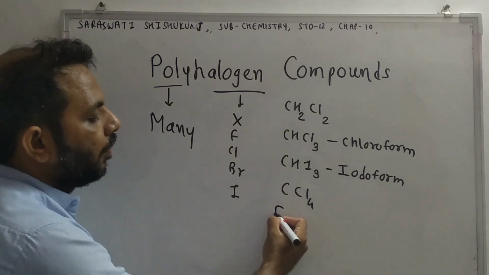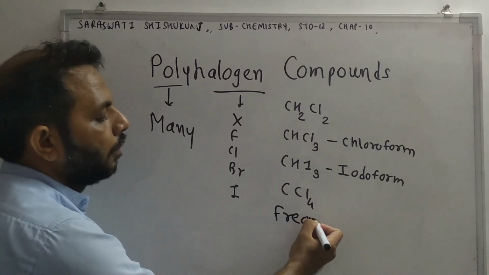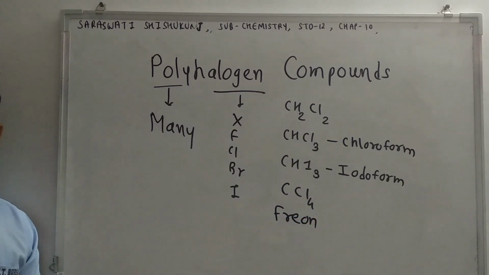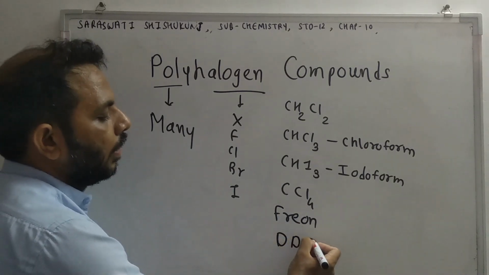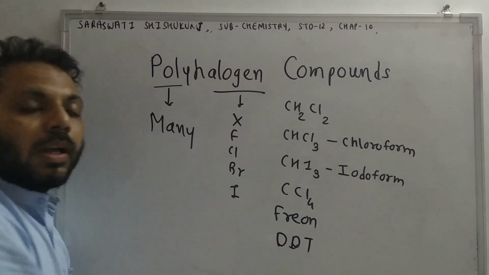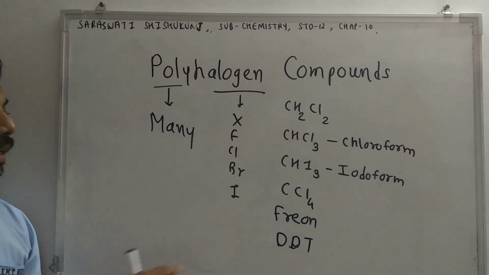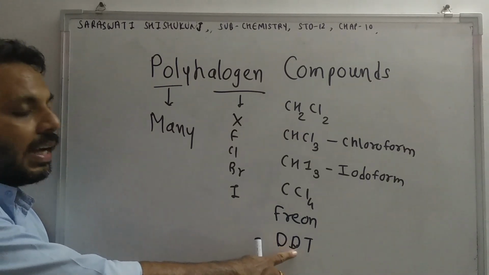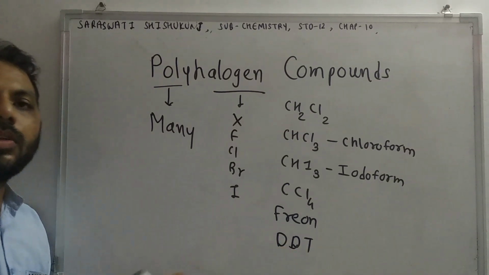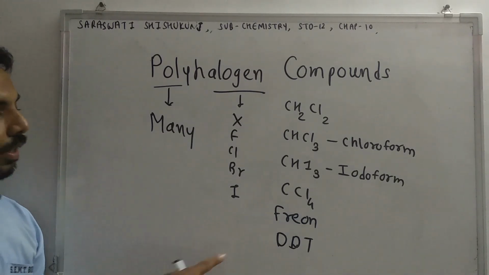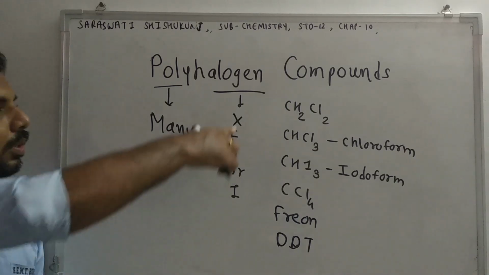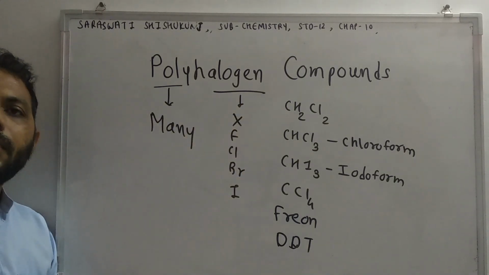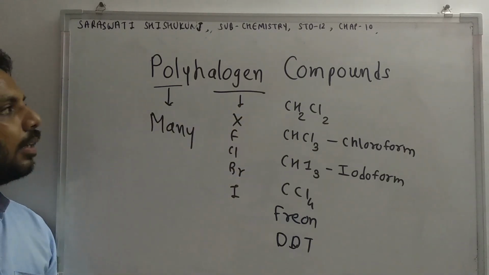Next compound is Freon. And the last compound in our syllabus is DDT. DDT. We all have heard about DDT. The full form of DDT is dichlorodiphenyltrichloroethane. So these are the polyhalogen compounds that we are going to study in this topic.